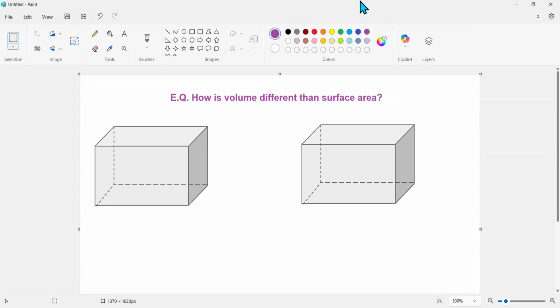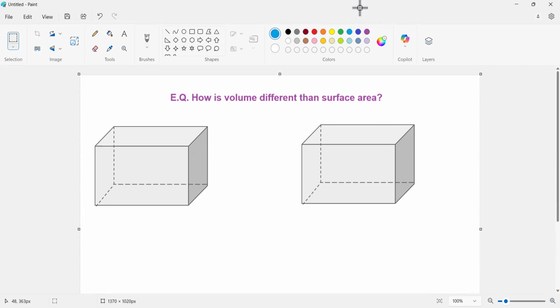Whenever we're talking about volume and surface area, we're talking about 3D forms. We're talking about objects that have three dimensions, but they are different, volume and surface area. They mean different things. So volume is how much cubic units can fit inside of a shape, inside of a form.